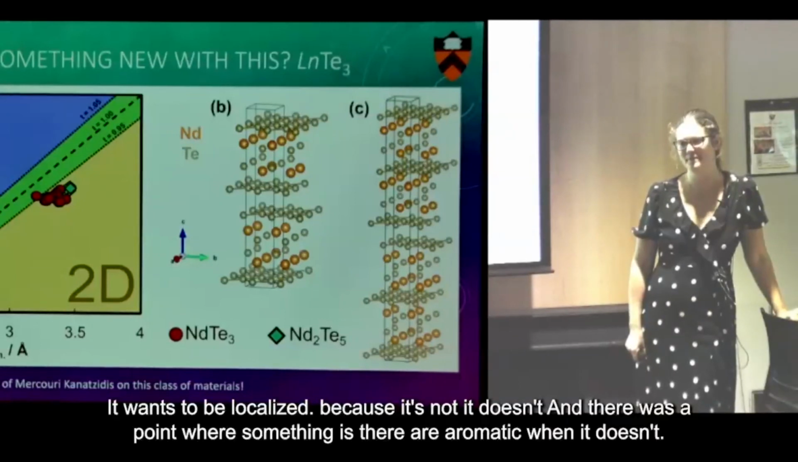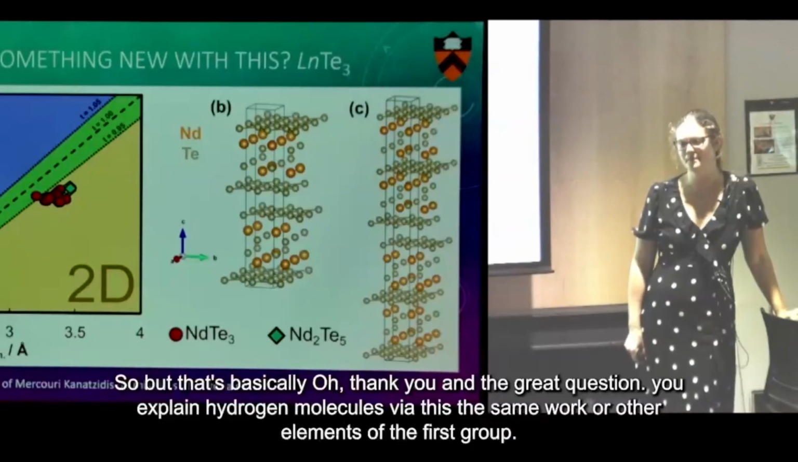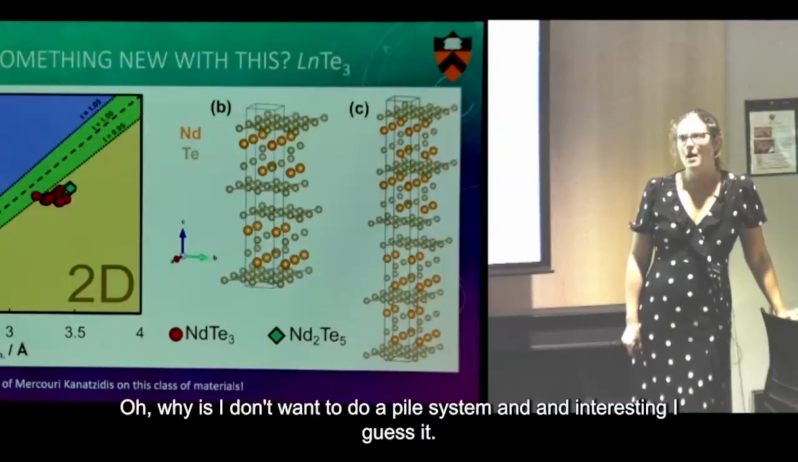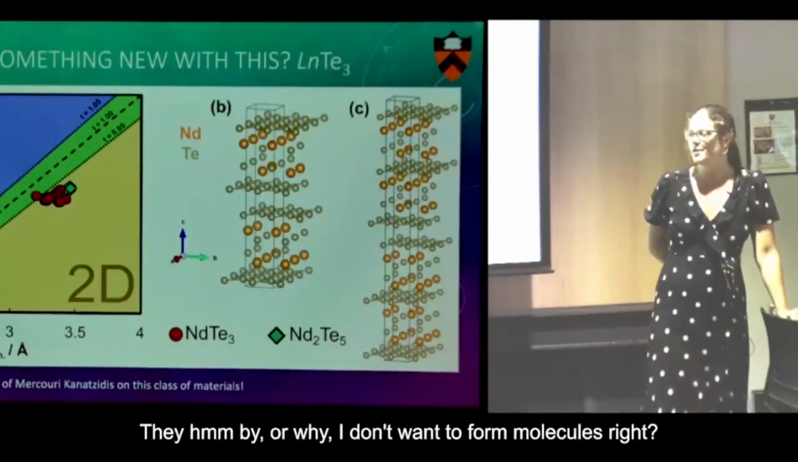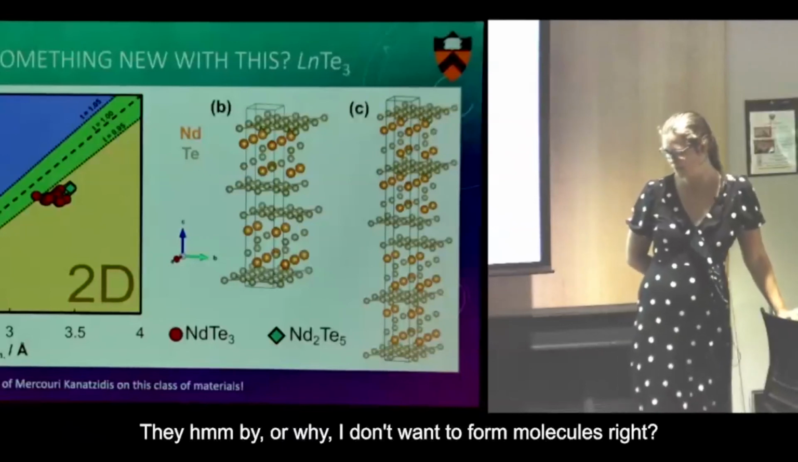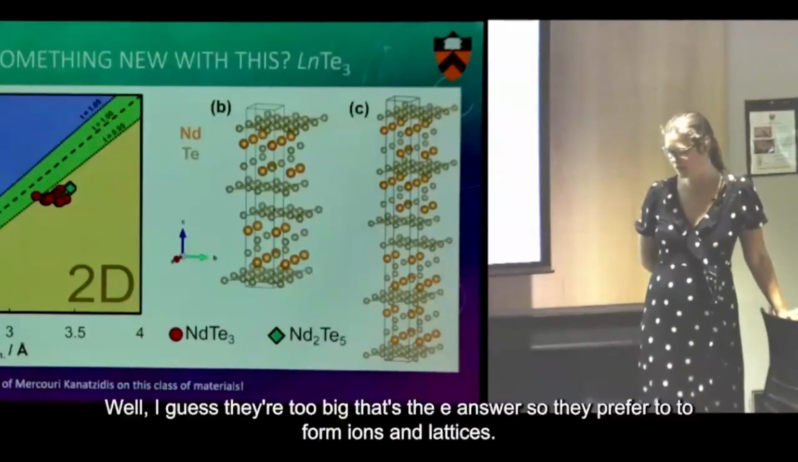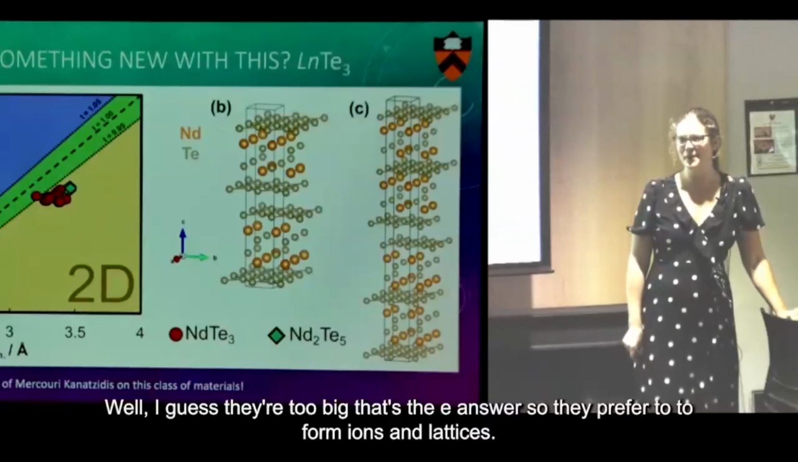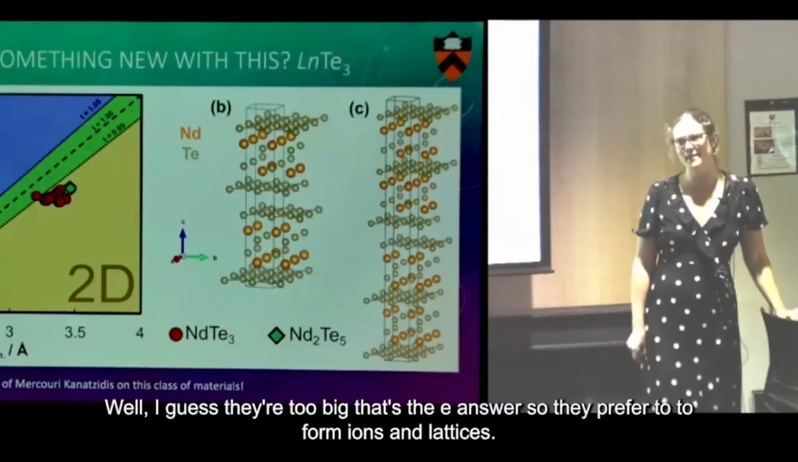Thank you. And the related question: you explained the hydrogen molecule via this spiral deformation in a chain, right? Why doesn't the same work for other elements of the first group, which are metals? Why don't they want to do a Peierls distortion? Interesting. I guess why they don't want to form molecules, right? Well, I guess they're too big. That's the easy answer. So they prefer to form ions and lattices.